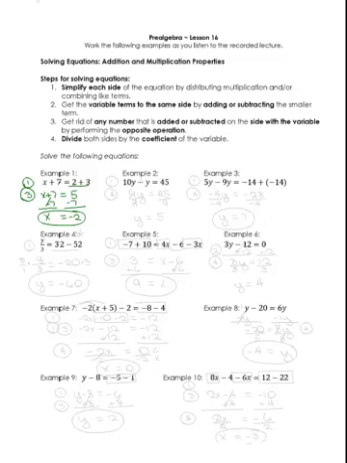Example number 2, we need to combine the y terms on the left. That's step number 1, simplify each side. 10y minus y is really 10y minus 1y. If it's not listed, the coefficient is 1. So 9y is equal to 45.